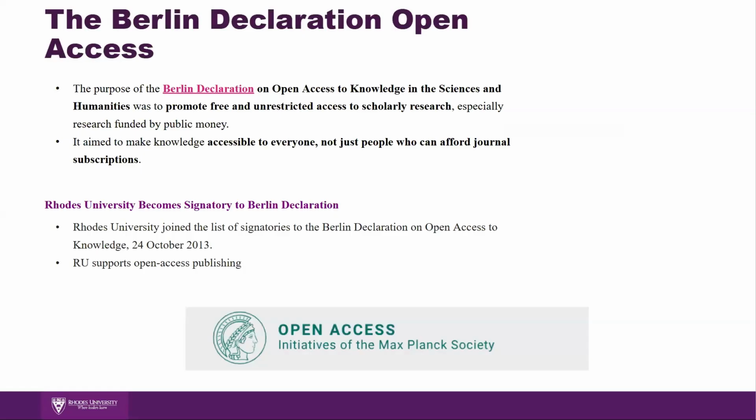Rhodes University became a signatory of the Berlin Declaration in 2013. The Berlin Declaration promotes open access to knowledge in the sciences and humanities. It allows for free, unrestricted access to scholarly research. Therefore, Rhodes University supports and promotes open access publishing.